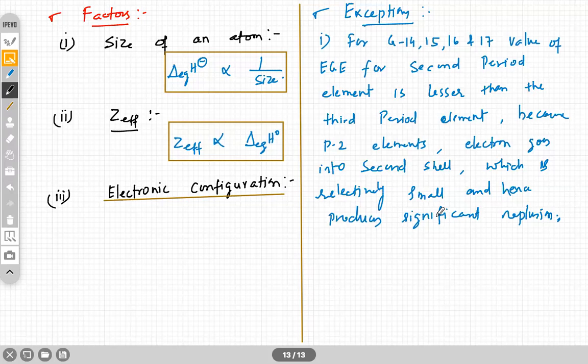To some extent, it is true for group 13 also. Like you see, nitrogen has lesser electron gain enthalpy than phosphorus. Oxygen has lesser than sulfur, right? Fluorine has lesser than chlorine.